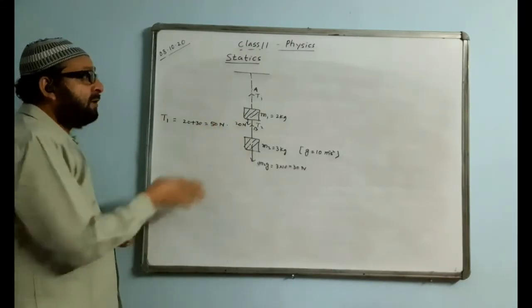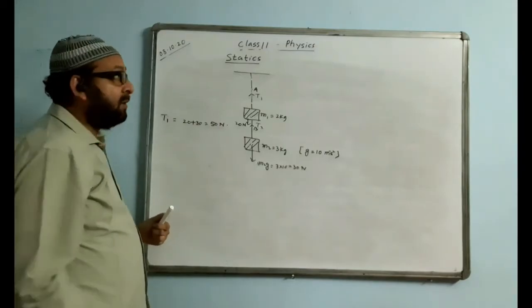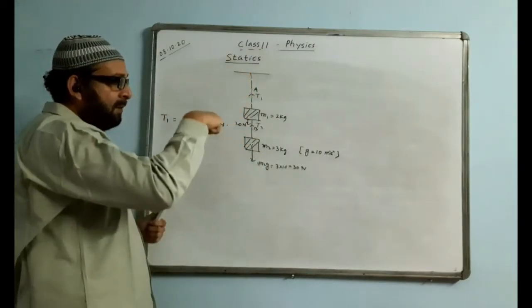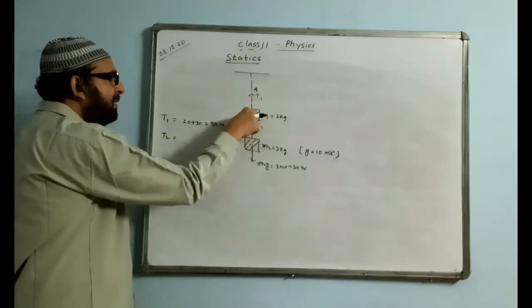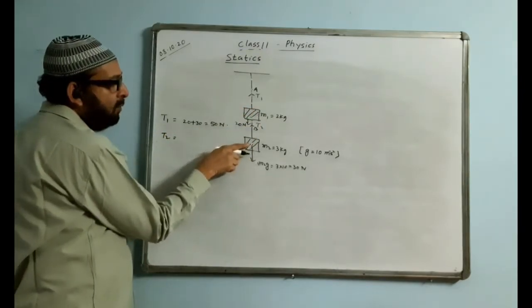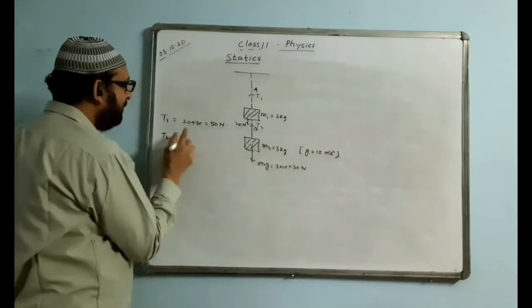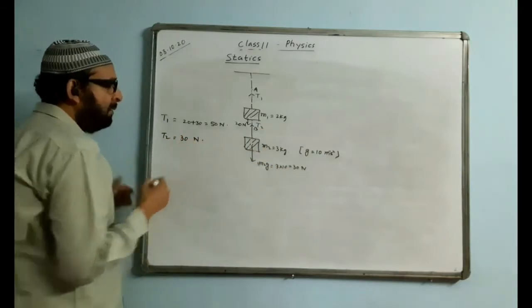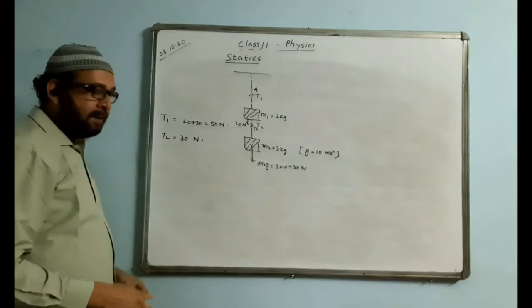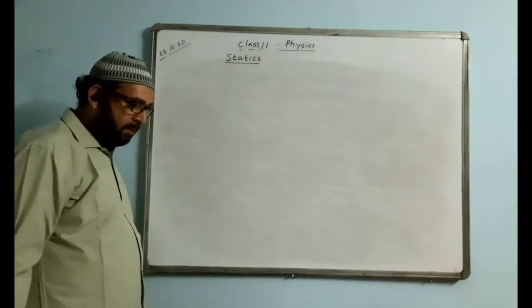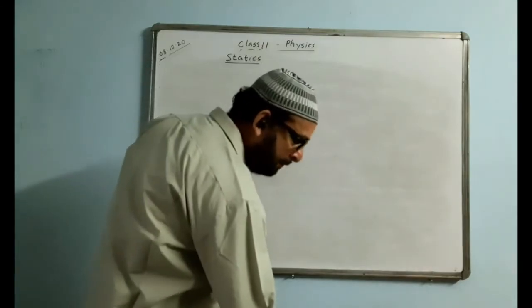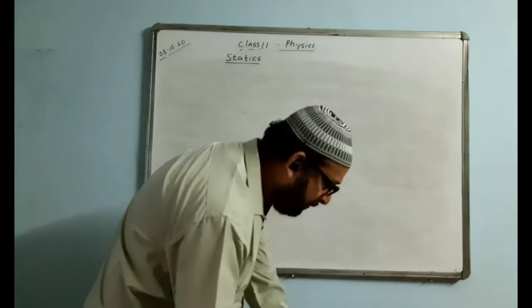So the forces have to be equal and opposite to keep the body in equilibrium, that is at rest. Find T2. This T2 is balancing only the weight of this block. That is, T2 will be equal to this value. T2 is 30 Newton. That is the answer. You have to just make them equal. That is it. Now another question.